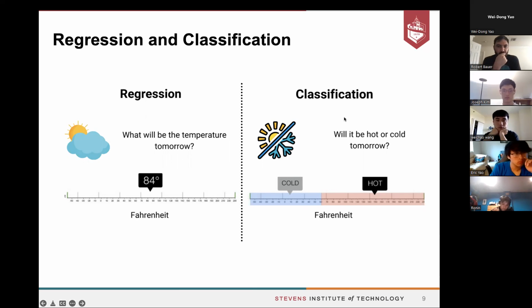Next, the classification. Will it be hot or cold tomorrow? It doesn't have any relevance with the temperature as such, because we don't want any continuous value. So we can have a threshold of somewhere about 60. Below 60, it will be cold, and above 60, it will be hot.